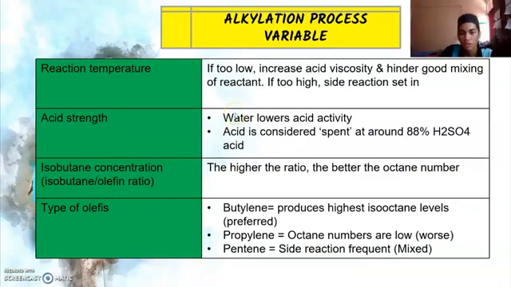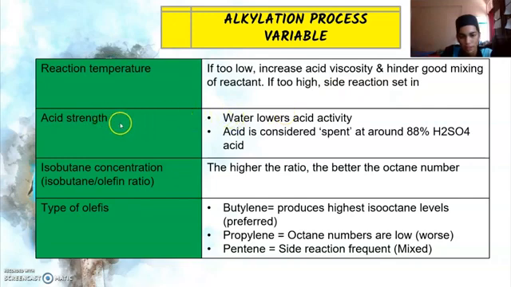So we go to the alkylation process variables. There are four variables, which are reaction temperature, acid strength, isobutane concentration, and type of olefin. So let's look at the reaction temperature. If the temperature is too low, it will increase acid viscosity and hinder good mixing of the reactants, while if too high, side reactions will set in.